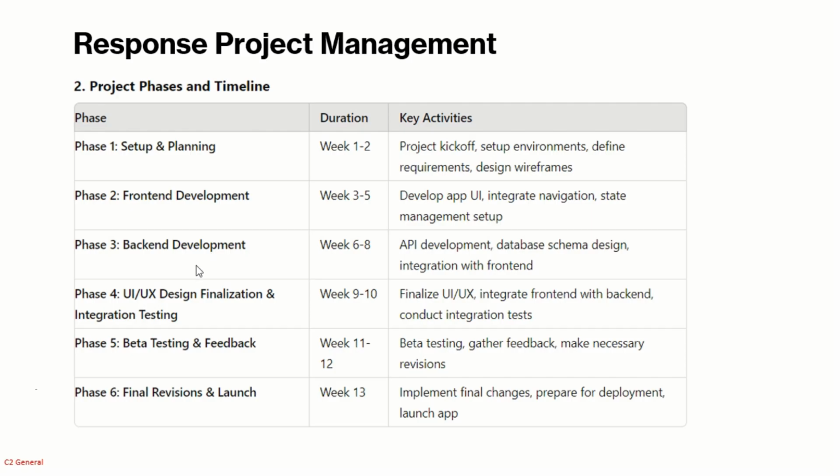And then phase 3 would be the backend development, where you would tackle tasks like API development, setting up the database, and integration with the front end. UI UX integration, design, and finalization comes next. Again, a 2 weeks effort, followed by beta testing, checking the feedback of the users who are going to use the app, and the final revisions and launch in week 30.